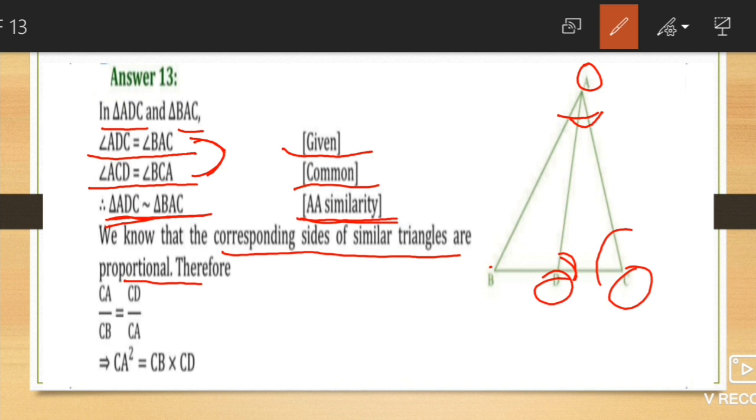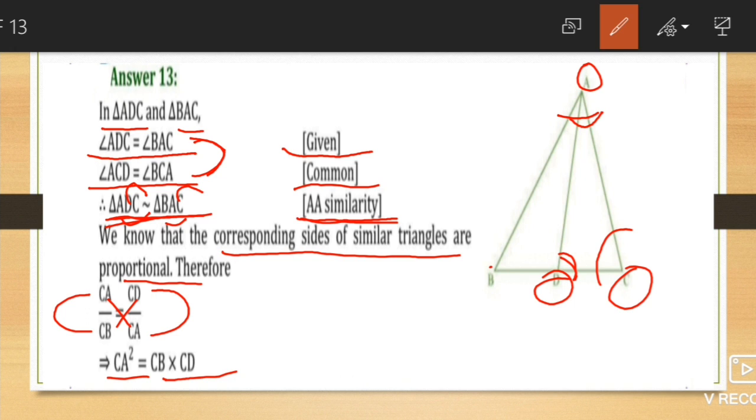That's why I am writing CA by CB is equal to CD by CA, since the ratio of corresponding sides are equal. Now do the cross multiplication, you will get CA square is equal to CB into CD. In this way you have to solve question number 13.